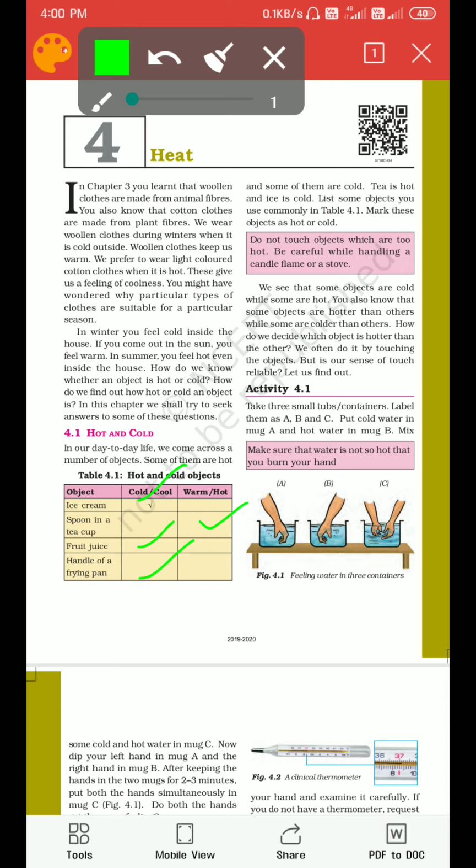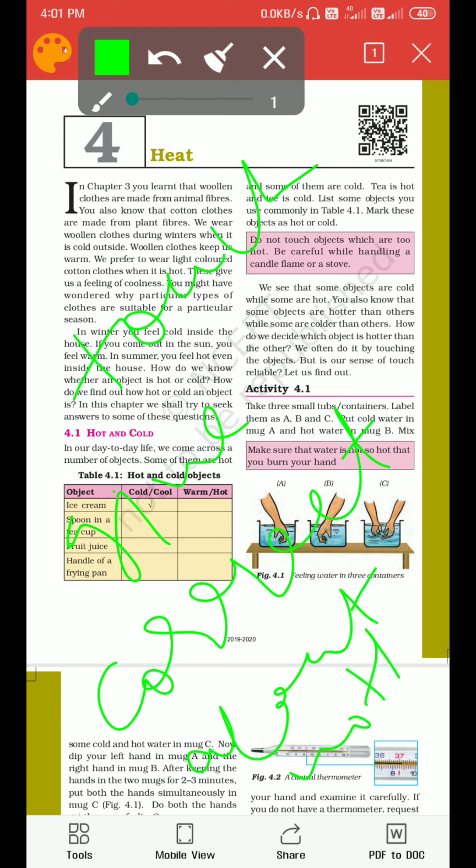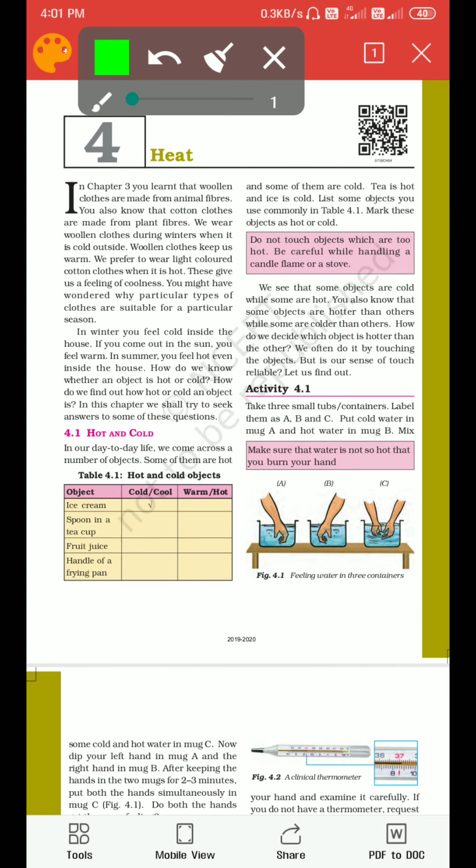But the next question is: does our sense organ, our touch, always give the exact and correct information about whether the substance is hot or cold? We can say no. Touch is not the thing which always gives correct information. We can prove it by a simple experiment, which is given in your book also. Let's see what kind of activity it is.